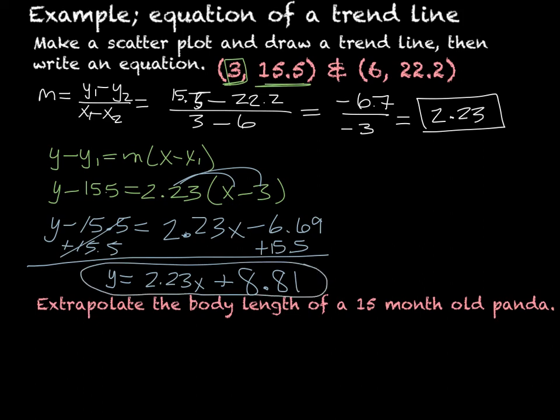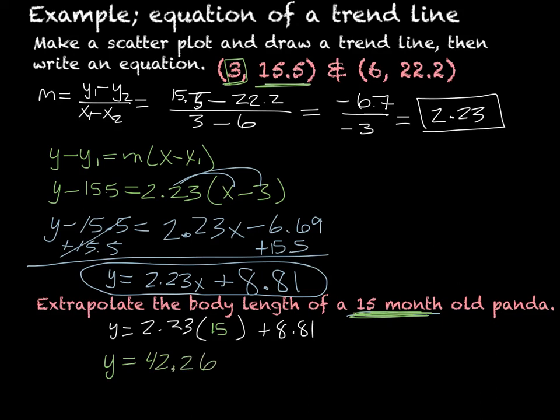Now if I want to extrapolate the body length of a 15-month panda, so it's outside our range, but we're going to guess at how long it might be, then I'm going to use my equation y equals 2.23 times my x plus 8.81. Well, what am I going to put in for the x? I'm going to put in the month, how old the panda is, which is 15. And then I just have to solve that. So y equals about 42.26, and that is inches. So that is your final answer.